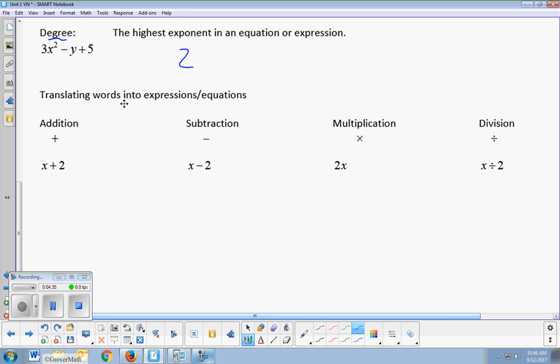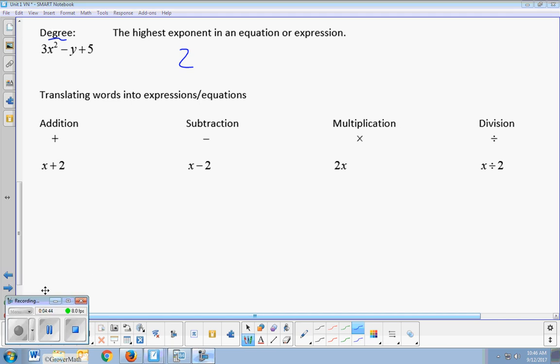So the 4 operations: addition, subtraction, multiplication, and division. What type of words do we use to represent them? And there's multiple words for each of them.